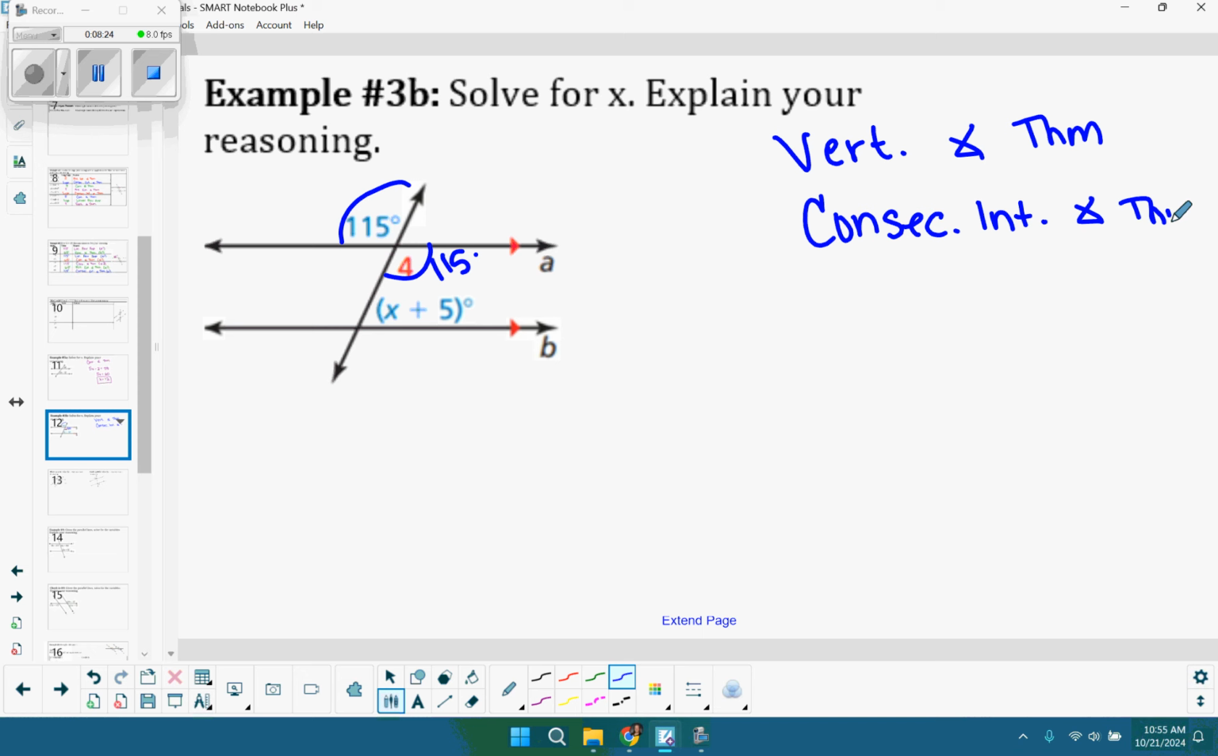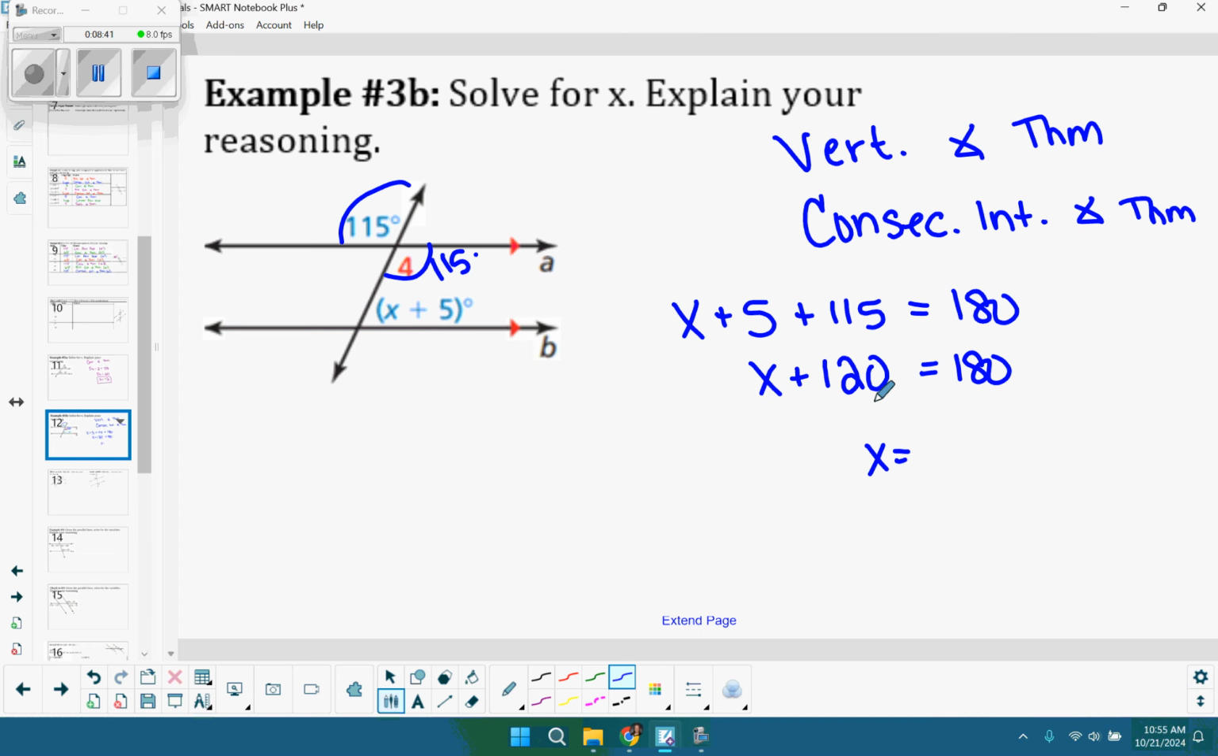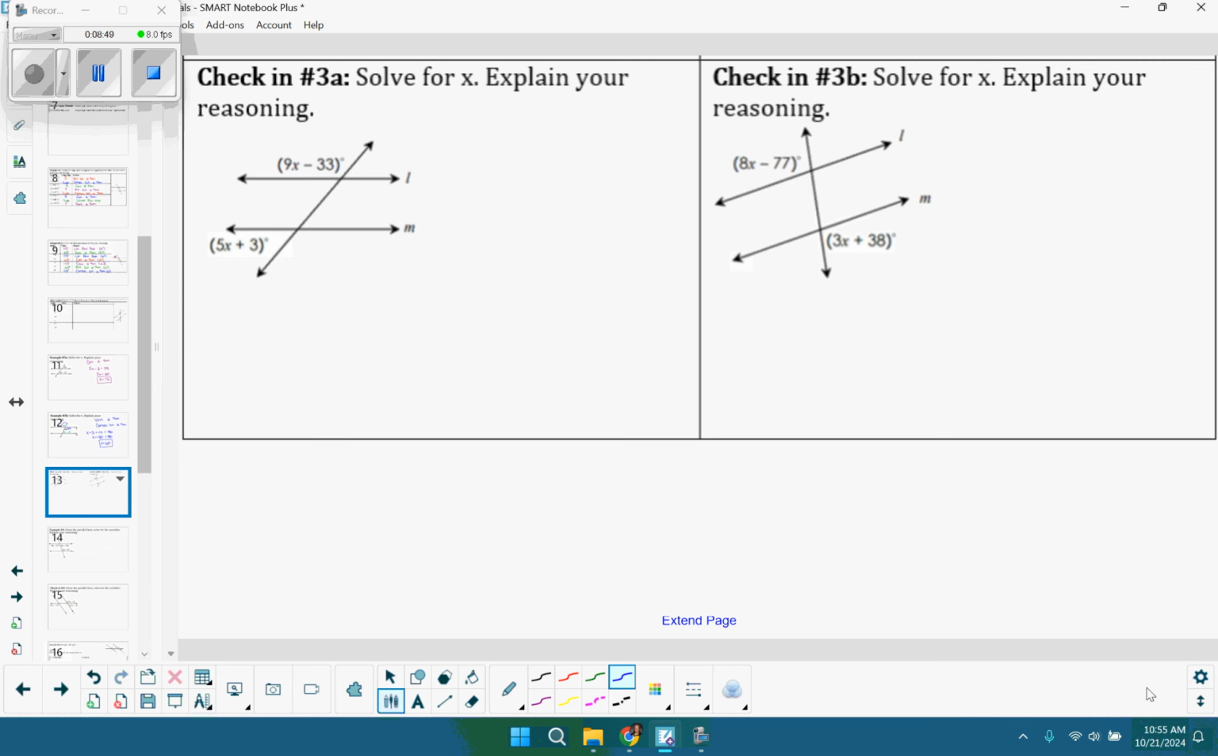So this required 2 reasons for why we're going to do what we do. And now that I'm using consecutive, I know that they're going to add to 180. So this is going to be x plus 120 equals 180, and x, if I take away 120 from both sides, equals 60. So here's 2 check-ins for you to try. Pause it if you'd like. The answers are posted online.